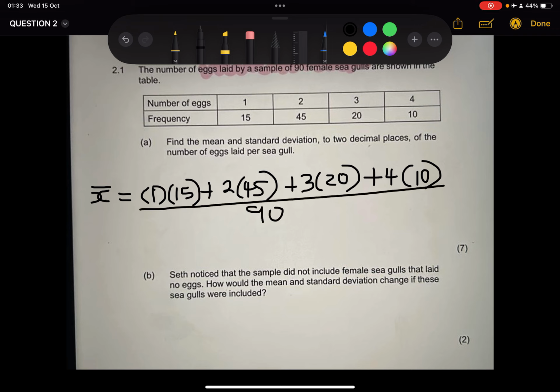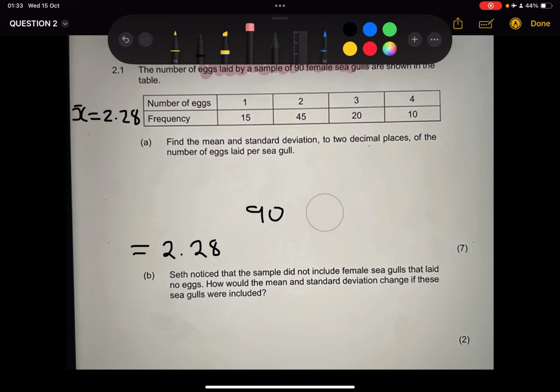All right. And pressing this on our calculator, we should get 2.28. And that is the mean, right? So I'll just put it there. X bar is 2.28. And then now, let's get the standard deviation.